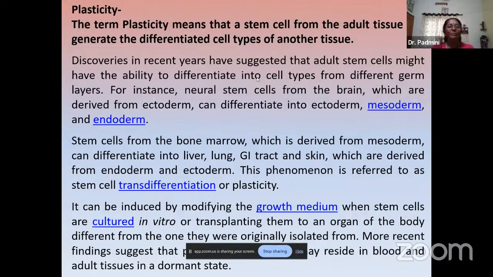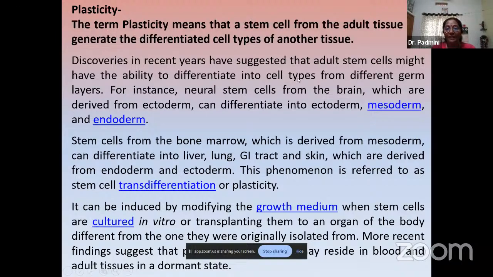Plasticity. This is one more important topic when you're talking about adult stem cells. What do you mean by plasticity? Here we are not talking about plastic. Here plasticity has a different meaning in stem cells. The term plasticity means that a stem cell from the adult tissue can generate the differentiated cell types of another tissue. That is, when one cell is destined to form into one cell, you can induce them to form another type of tissue. That's called plasticity.